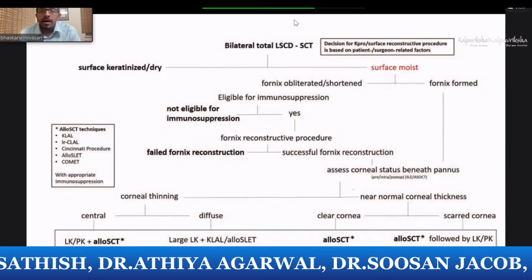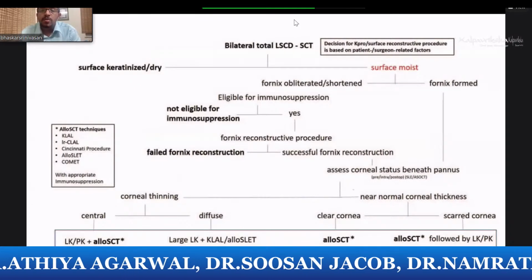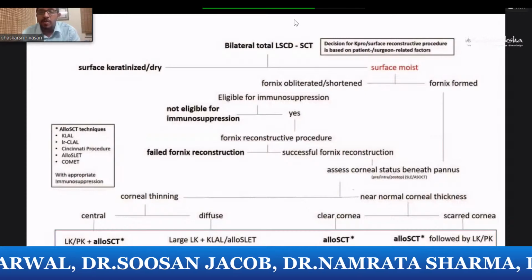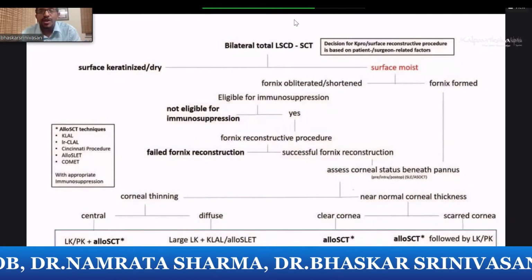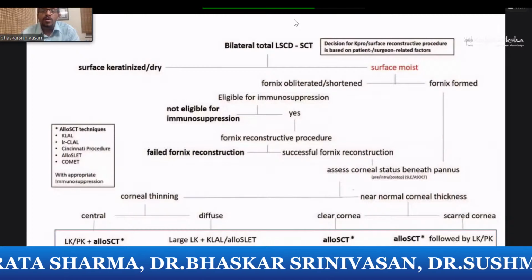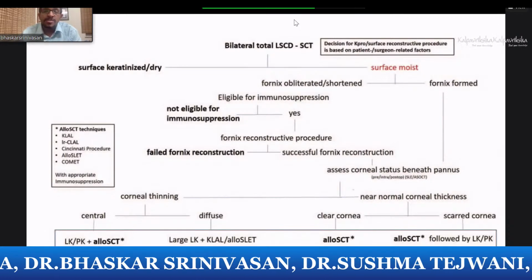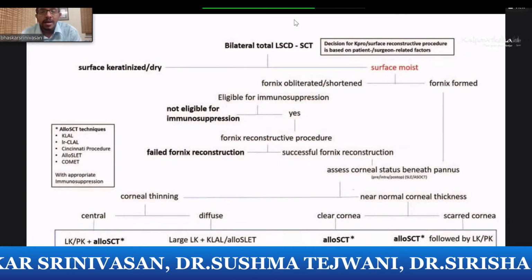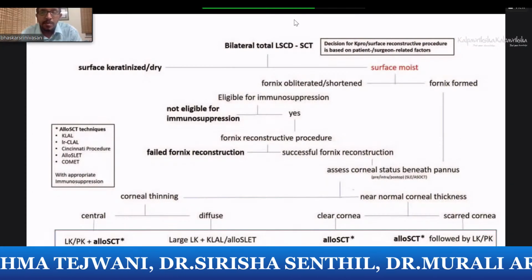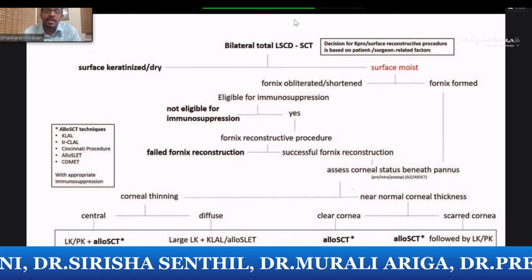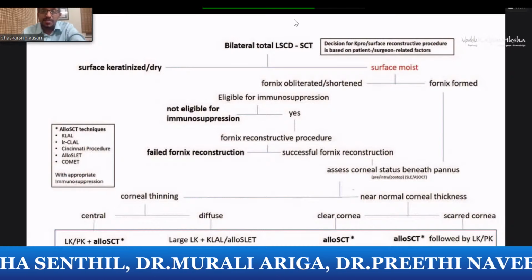keratinized, and if the surface is moist, then you're looking at whether the fornix is formed or the fornix is obliterated. If the fornix is formed and the surface is moist, you can try fornix formation. Once the fornix is formed, then you can probably look at either a stem cell based treatment or a keratoprosthesis based on the feasibility of putting the patient on systemic immunosuppression, because since both the eyes are involved, you would want to do an allogenic stem cell transplant.